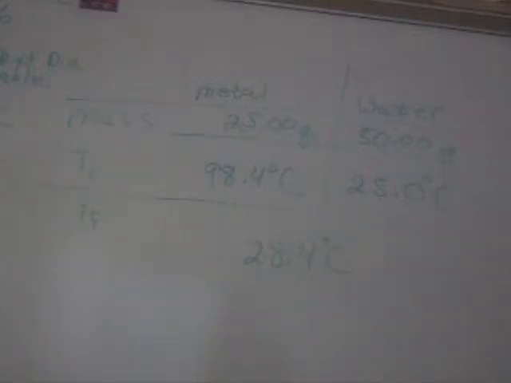The initial temperature of the metal is 98.4 degrees Celsius. The initial temperature of the water in the calorimeter is 25.0 degrees Celsius. And after the two are allowed to mix, the final temperature of the mixture will be 28.4 degrees Celsius.